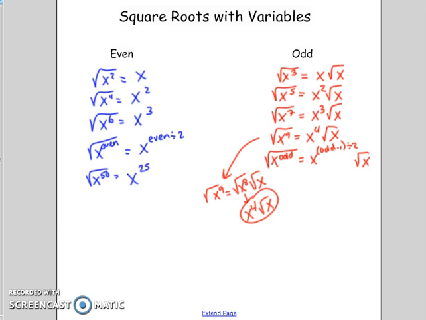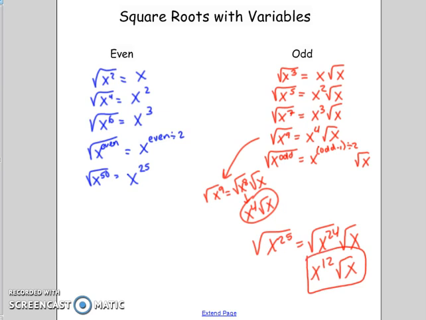So if I had the square root of x to the 25th, I want to take 1 away, so it would be 24, but then I have 1 left over. So I'm going to take that and divide it by 2. So I have x to the 12th radical x. Okay, so you don't need this step here, the square root of x to the 24th times the square root of x. I'm just doing that to show you how you're breaking it down. You're just taking your odds, so 25 minus 1 is 24. 24 divided by 2 is 12.